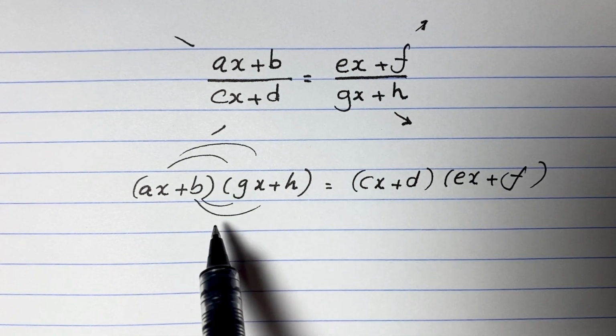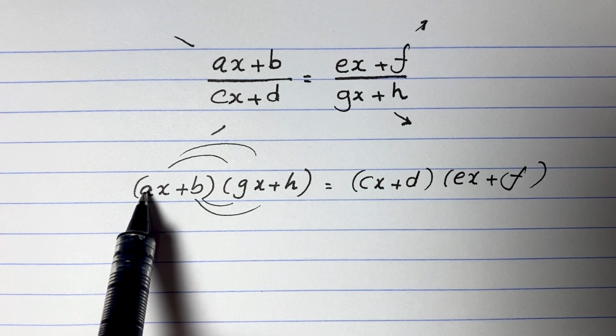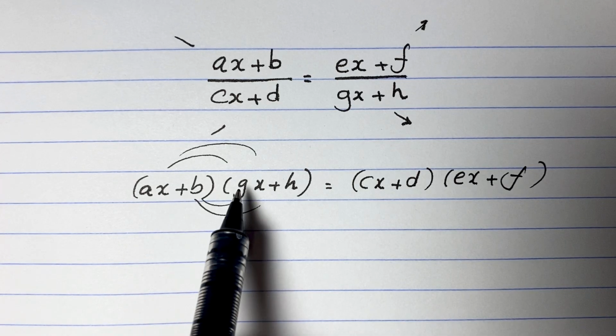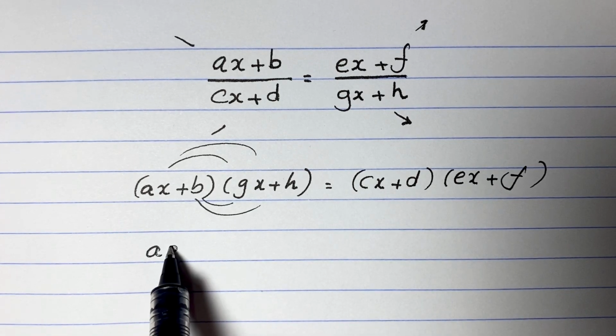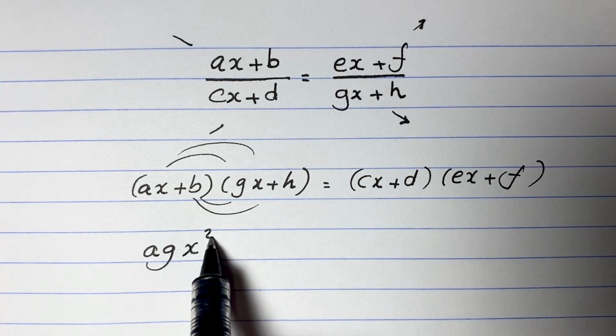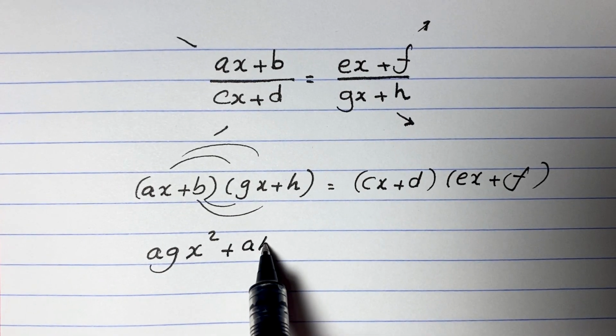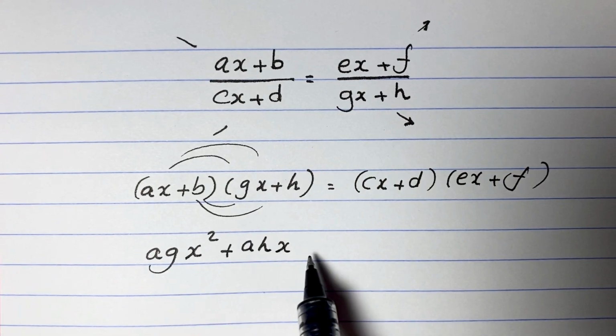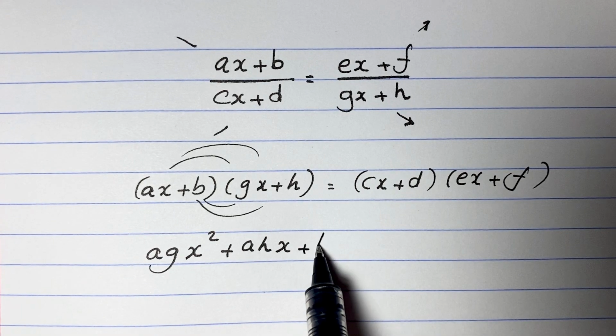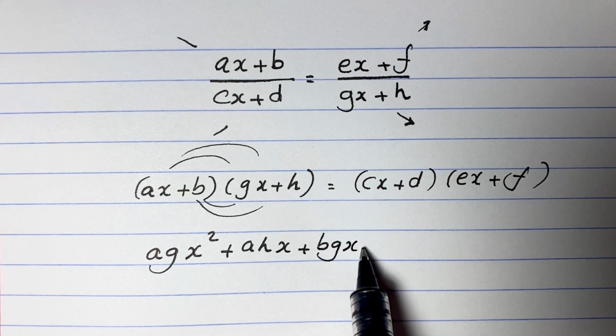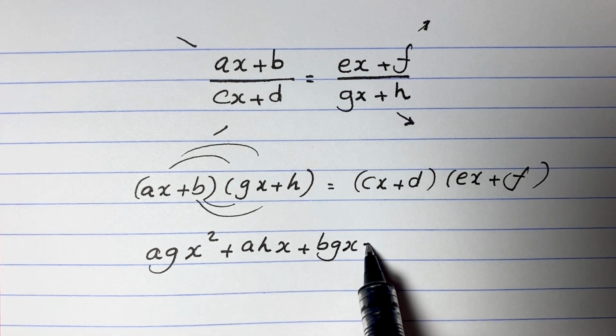This is where the quadratic expression comes out. a times g, x times x, so that's agx squared. ax times h plus ahx. b times gx plus bgx. And b times h plus bh.